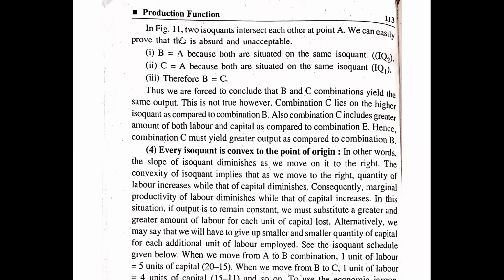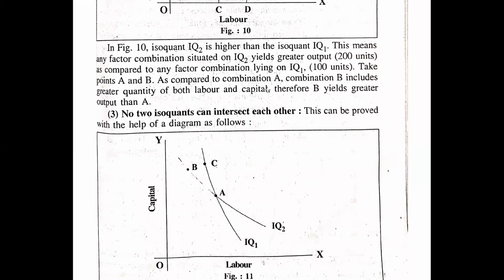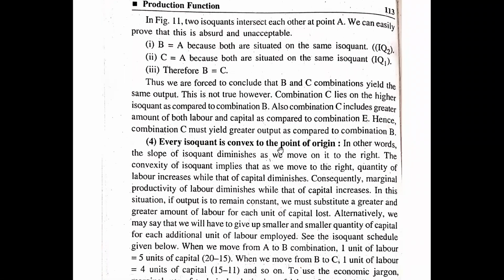How? Let's see, in figure 11 two isocons intersect each other at point A. We can easily prove that this is absurd and unacceptable. B is equal to A because both are situated on the same isocon IQ2. C is equal to A because both are situated on the same isocon IQ1. Therefore, B is equal to C. So, guys, here we are given that at this point, for both, the labor and capital will be the same. Whatever the labor and whatever the units of capital will be the same for both kinds of isocons. So, this is not practically possible actually.